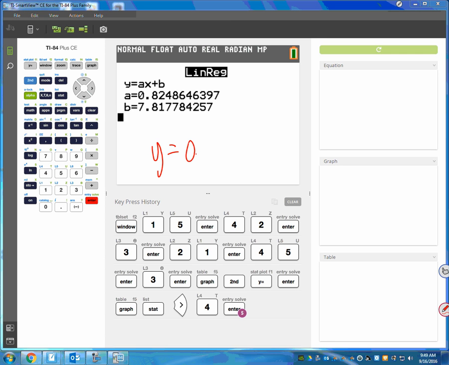I'm going to drop that off a little bit. 0.825x plus 7.818. That would be my prediction equation. So then I could plug in any value for x, or mean any age, and I could predict the y value that goes with that.